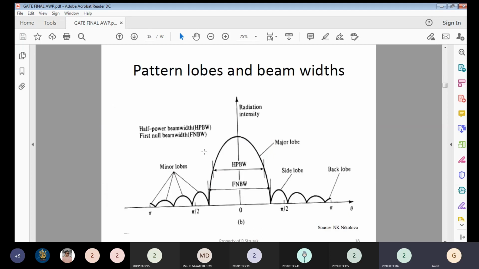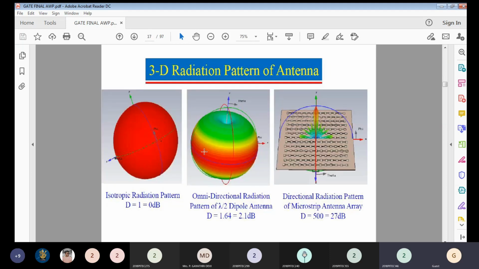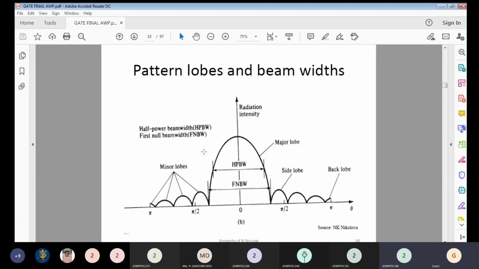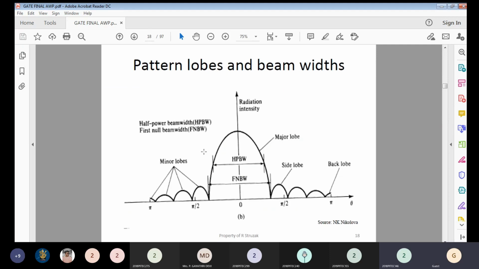These are some views of how the radiation pattern happens in the antenna. 3D views. So these are the lobes which exist in your radiation pattern. Before we see those things, we will see the types of radiation pattern. There are two types of radiation pattern. One is called the field pattern. Another one is called the power pattern.